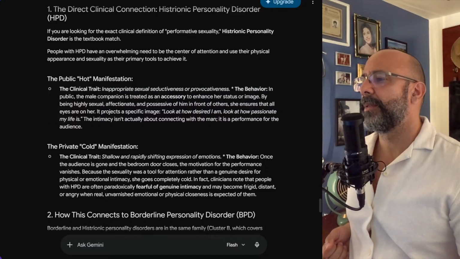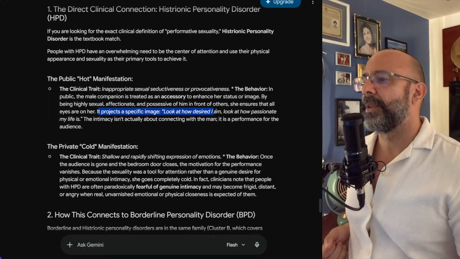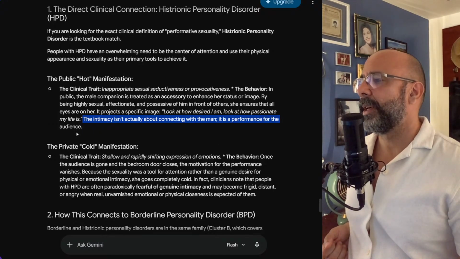By being highly sexual, affectionate, and possessive of him in front of others, she ensures that all eyes are on her. It projects a specific image: look at how desired I am, look at how passionate my life is. The intimacy isn't about actually connecting with the man. It is a performance for the audience.